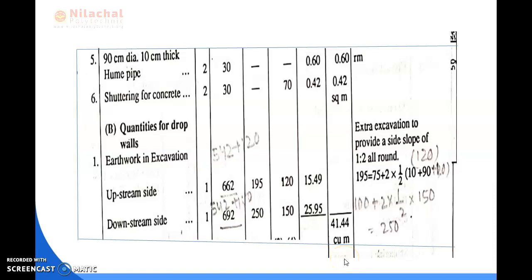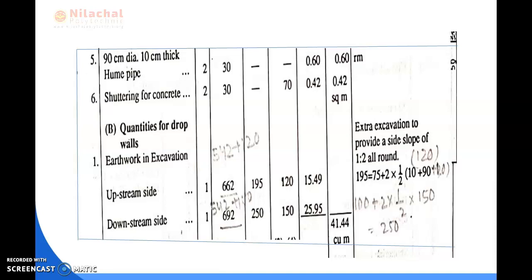Good morning everyone. In the previous class, we already discussed the barrel part in the Hume pipe culvert. In this class, we will discuss the quantity for the drop well. First of all, we consider the earthwork in excavation part.